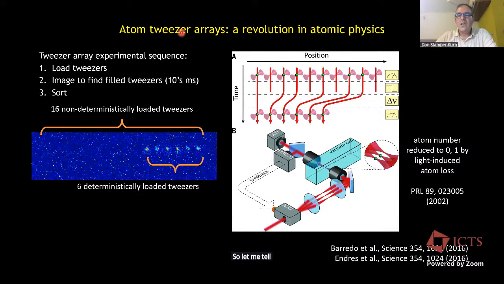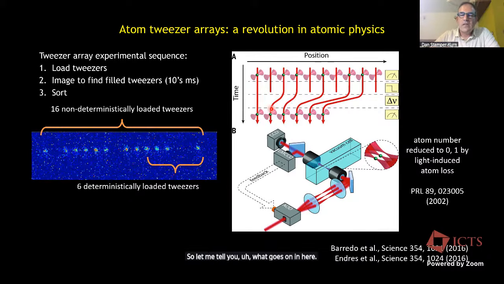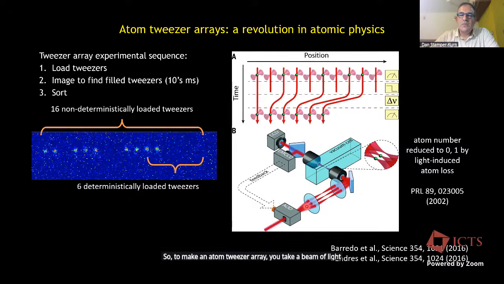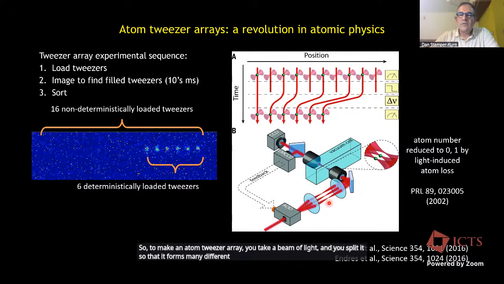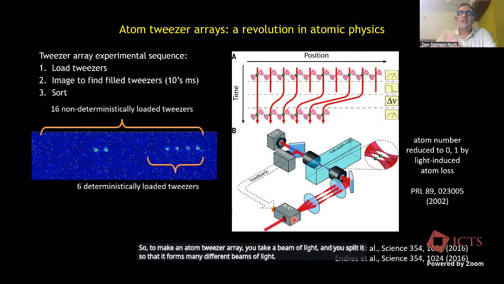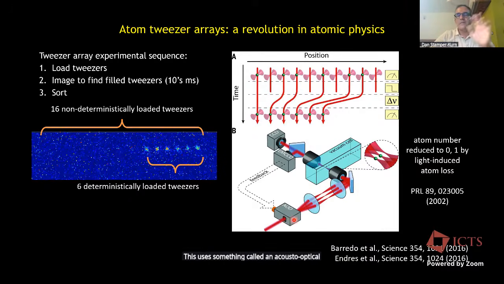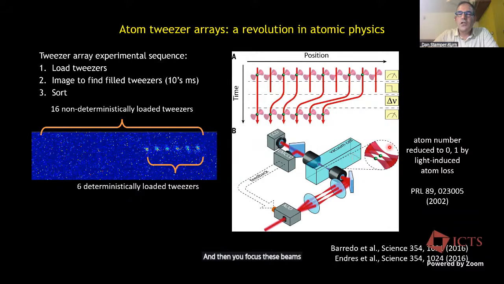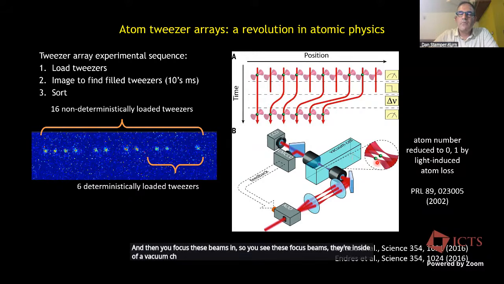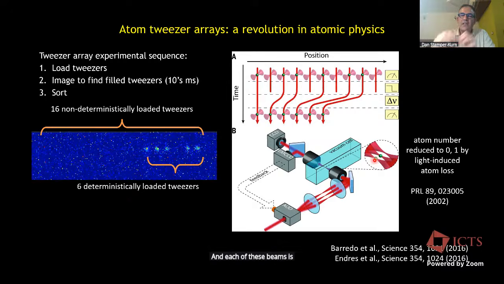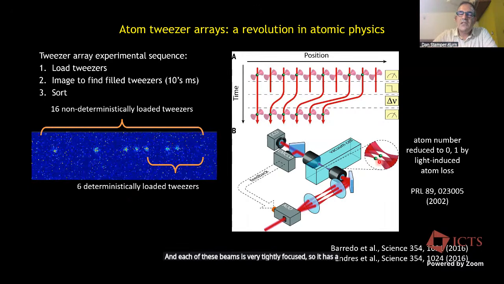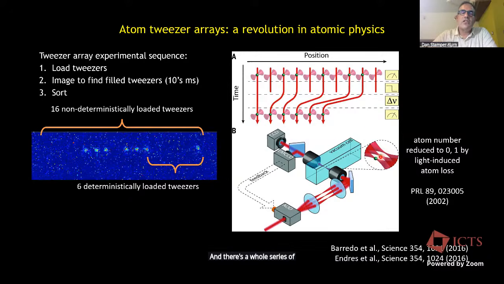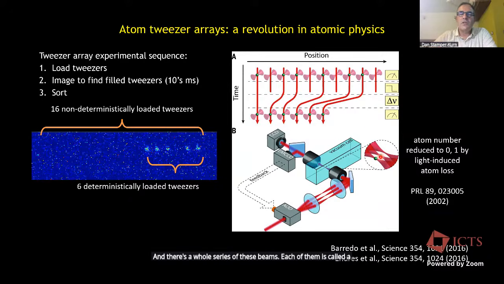So let me tell you what goes on in here. To make an atom tweezer array, you take a beam of light and you split it so that it forms many different beams of light. This uses something called an acousto-optical deflector, but that doesn't matter too much. And then you focus these beams in. You see these focused beams inside of a vacuum chamber. Each of these beams is very tightly focused, so it has a maximum intensity at some well-defined location. And there's a whole series of these beams. Each of them is called a tweezer, an optical tweezer.